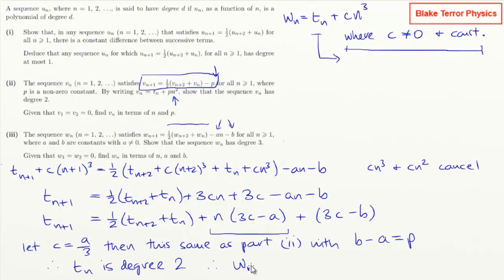Therefore, Wn is degree 3 because we've got an n cubed in it. Right, okay, so that has come together as well. It was a bit fiddly working out what to do with that constant, but I could kind of see it there matching up. But it took me a while to spot that step.